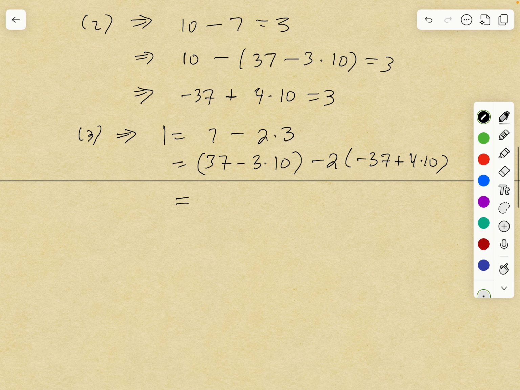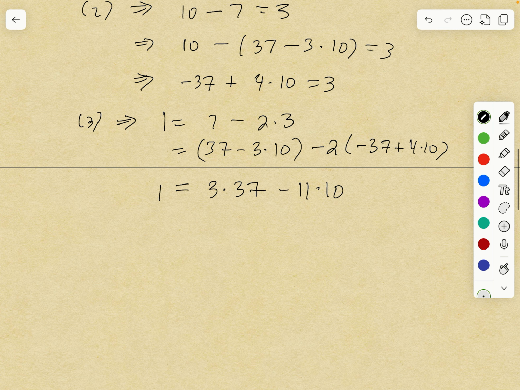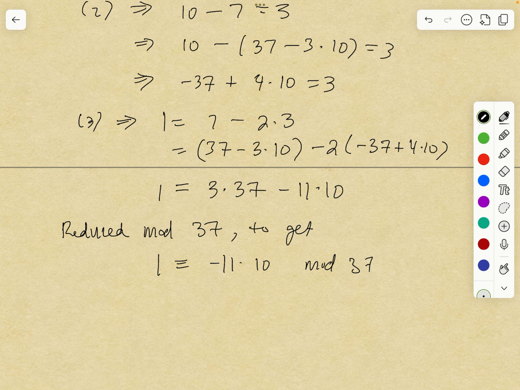So now when we combine terms, we get 3 times 37. And then, let's see, when you distribute the negative 2, you get negative 8, and then you have a minus 3, so it's minus 11 times 10. Okay, so 1 is 3 times 37 minus 11 times 10. You can check that that's correct. And now we reduce mod p, which is 37, to get 1 is congruent to negative 11 times 10 mod 37.